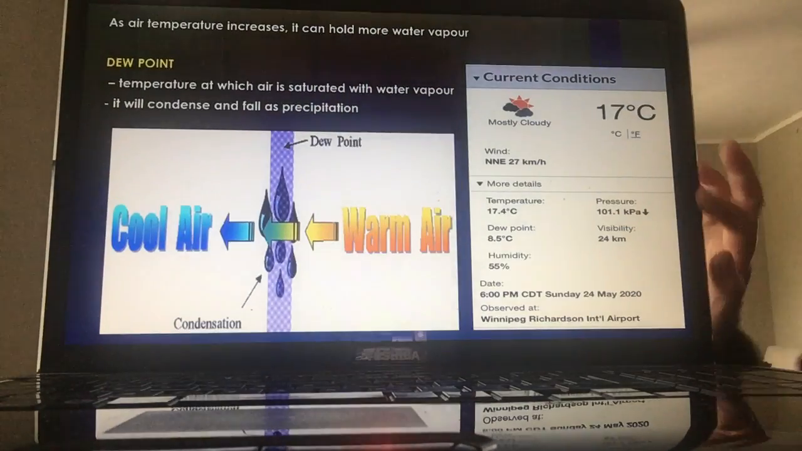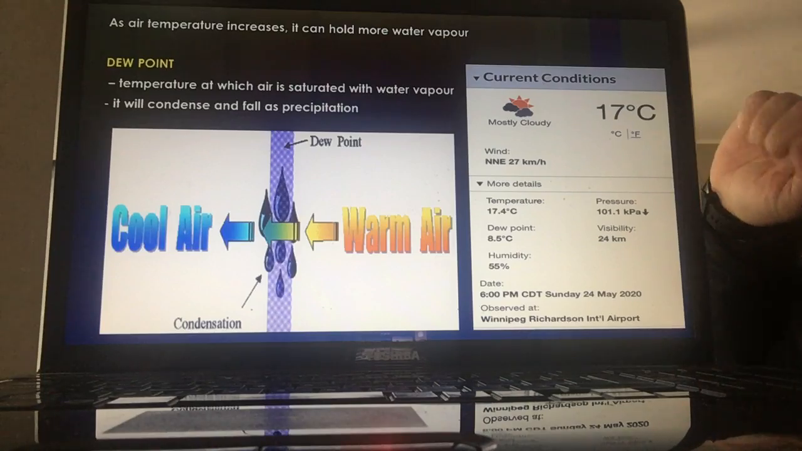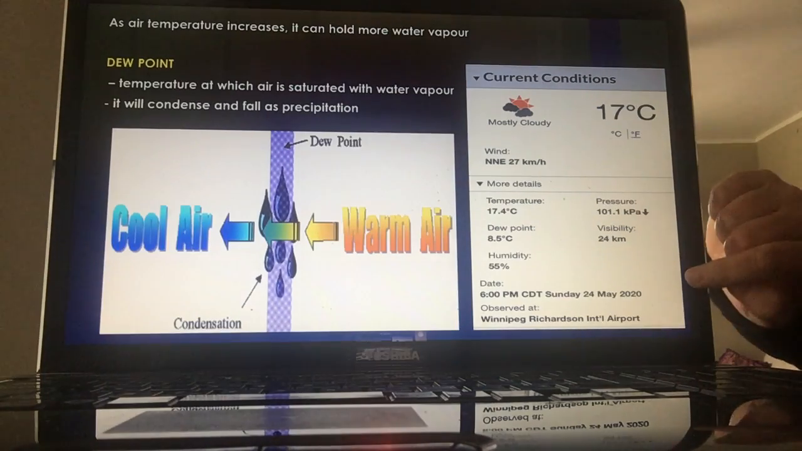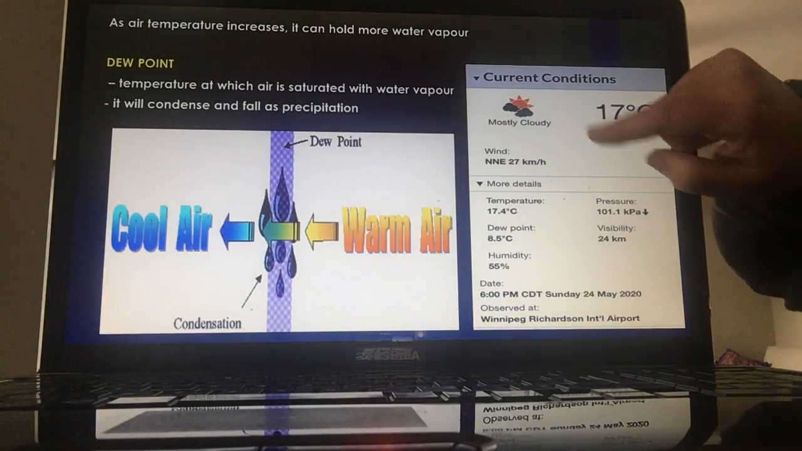So here's a weather forecast. It is from last year when I taught this unit. I didn't update it with our current weather. That's coming on the next slide. So on May 24th, 2020, the temperature in Winnipeg was 17 degrees Celsius. And then look at everything they talk about.